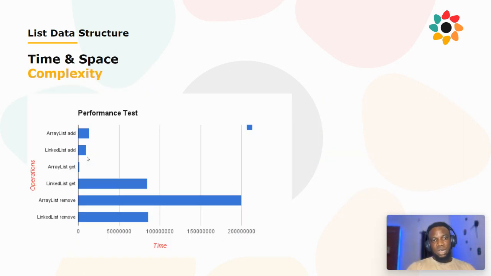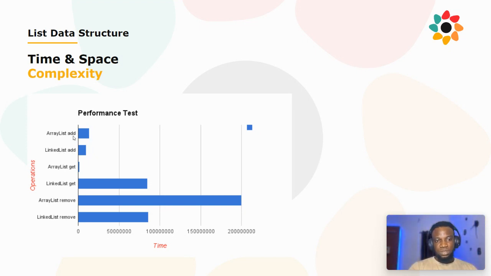So now let's look at the performance of both when you're adding an element. If you see this chart, the x-axis here is time, and the y-axis here is the operation. Let's say you want to add an element into your array list. See what happens. It takes more time, a bit longer than when you want to add an item into a linked list.